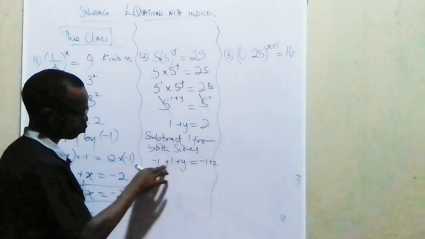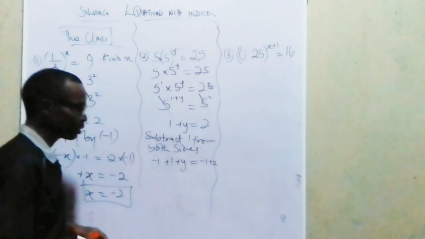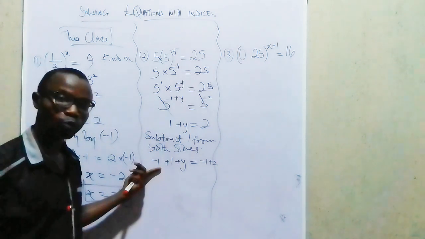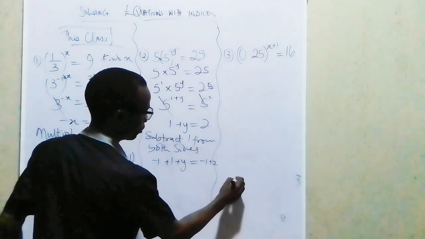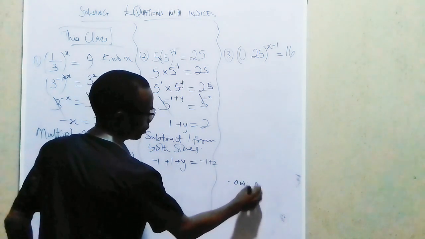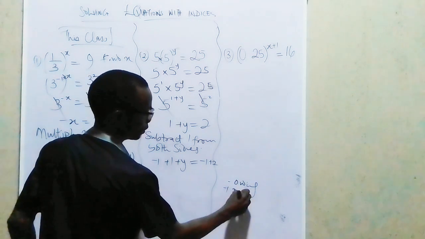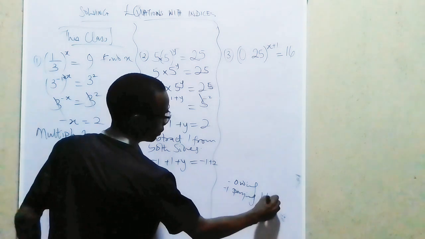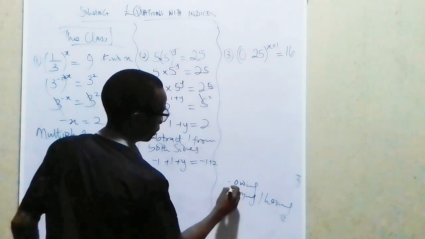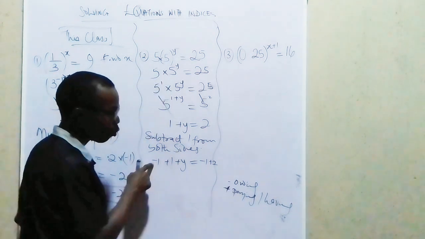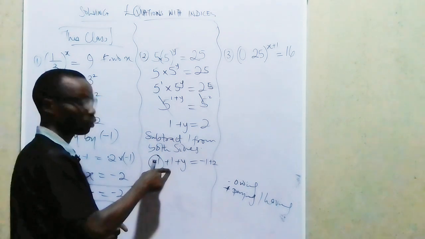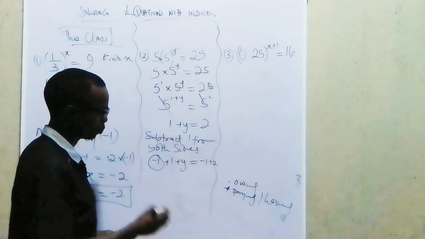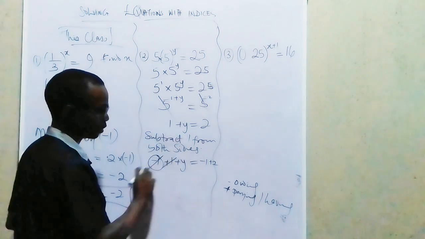So minus 1 plus 1 means, for example, I'm owing somebody $1. Let's assume minus means owing, and plus means paying or having. I'm owing somebody $1 and I'm paying the person $1. Am I still owing? No. So minus 1 plus 1 is 0.